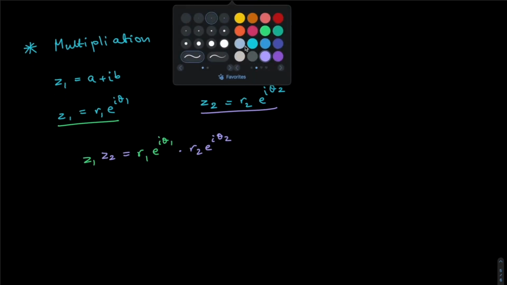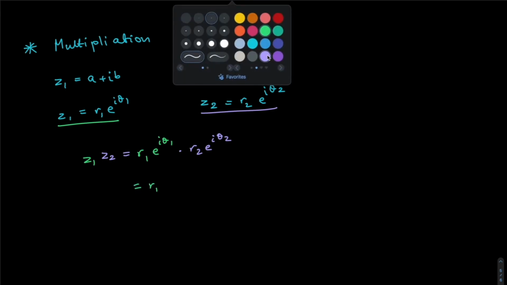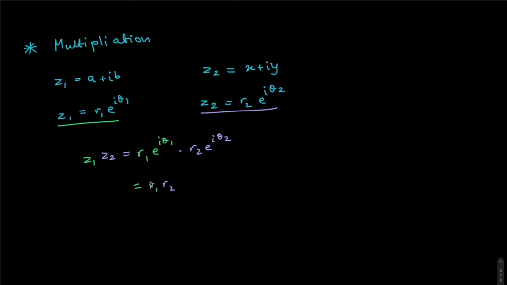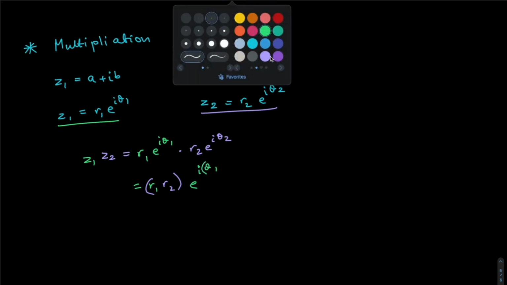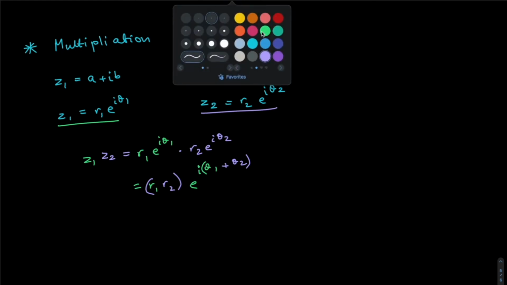If I simplify this, I'm going to get r1 times r2. I'm going to club all the like terms together. So r1 times r2, and then I'm going to have e raised to the power i theta 1 plus theta 2, right? That's all. Basically i theta 1 plus i theta 2, but I'm going to factor out the i and just multiply by theta 1 plus theta 2. That's it. So that is our final result.